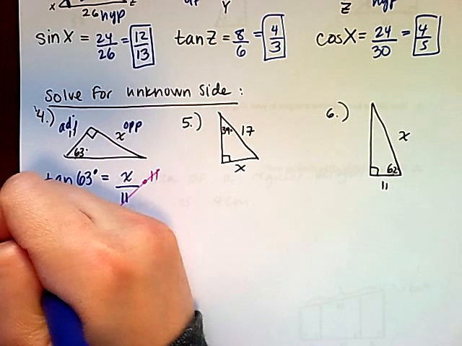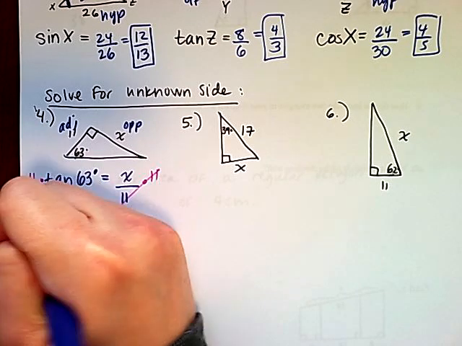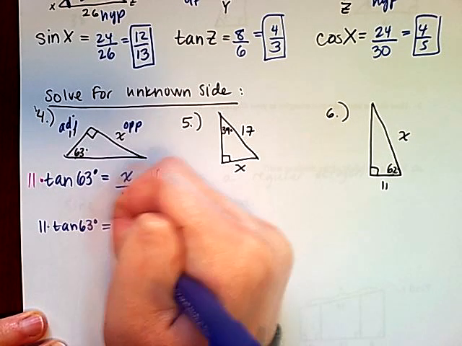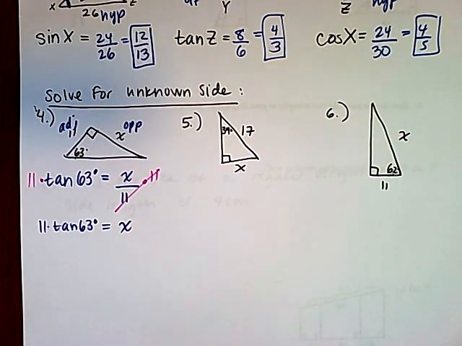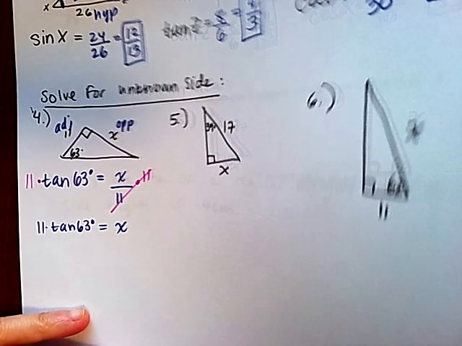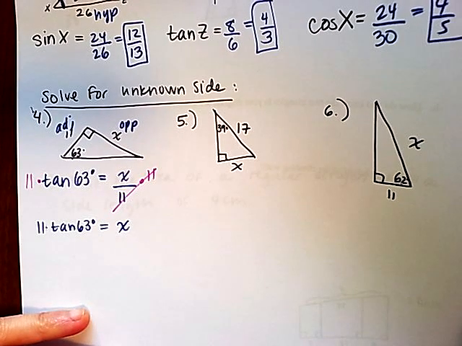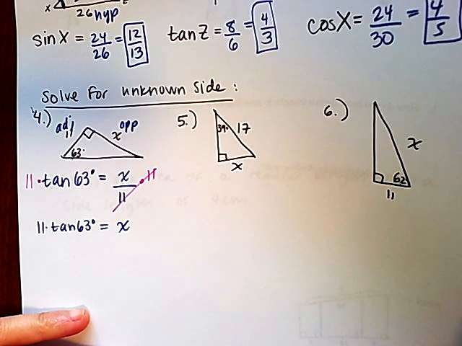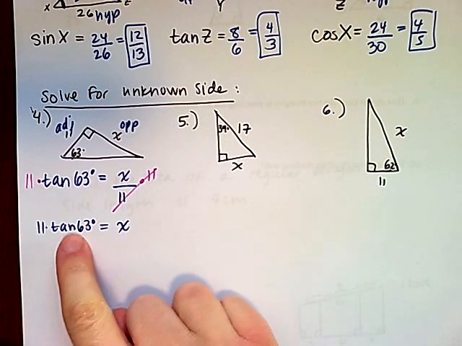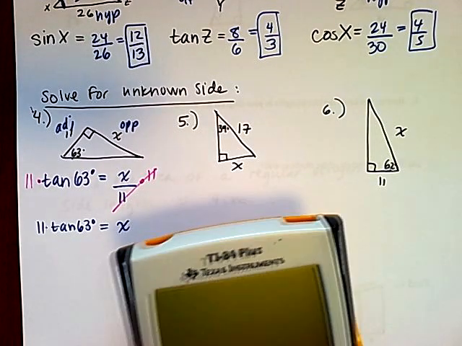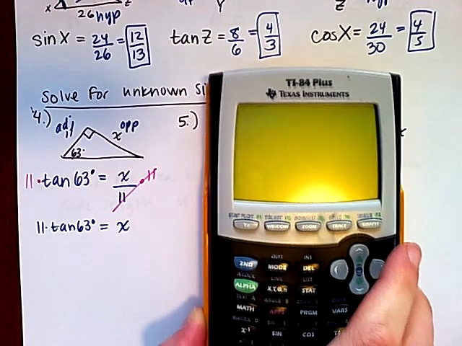Now I'm going to get 11 times the tangent of 63 is equal to x. Now, I don't know exactly what that is, but this is the point at which I would get my calculator involved, because my calculator can calculate trig ratios for any angle. And so I'm sliding in my little graphing calculator.